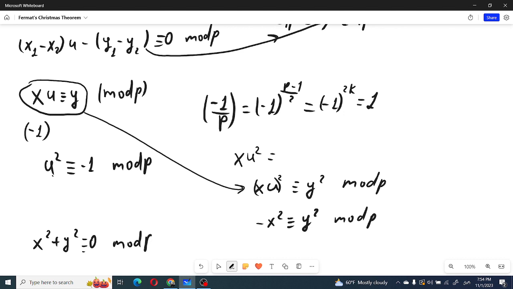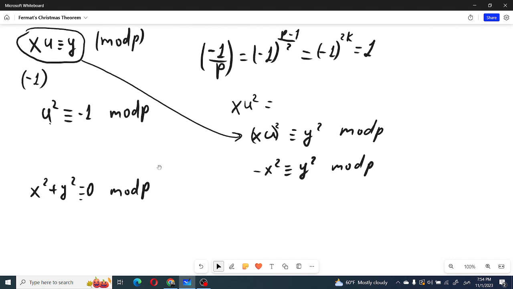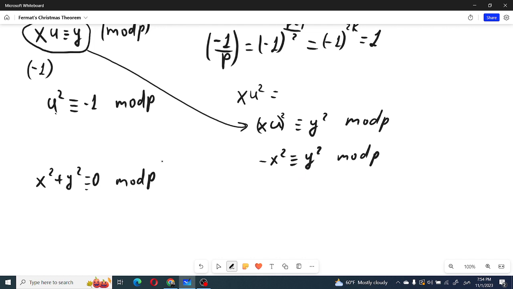But how many different choices do we have for this sum? We have almost 2p different choices, because x squared is less than or equal to p, but it is impossible that this number can be equal to p, because square root p is not an integer. This is not an integer for any prime. So x squared plus y squared must be less than 2 times p.